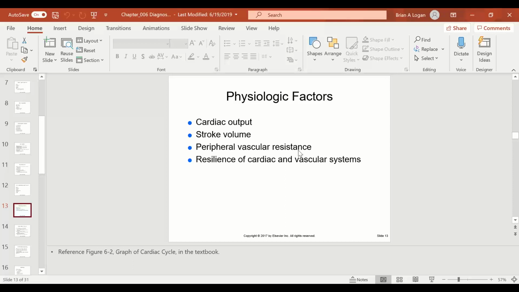And if you give some kind of vasoconstrictor, something that makes those blood vessels close up, you've now increased the resistance.